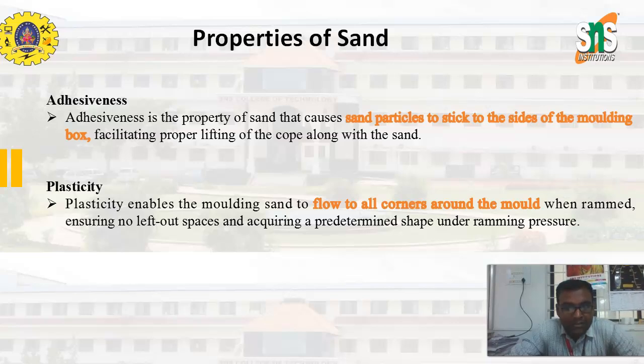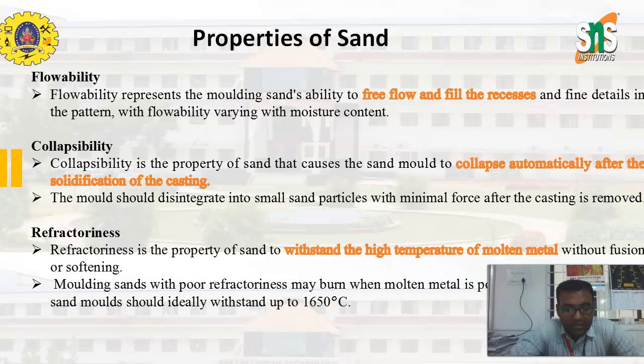Next one is plasticity. Plasticity enables the molding sand to flow to all corners around the mold when rammed, ensuring no left-out spaces and acquiring a predetermined shape under ramming pressure. Next one is flowability. The ability of molding sand to behave like a liquid when it is rammed is known as flowability. That means it represents the molding sand's ability to flow freely and fill the edges and fine details in the pattern, with the flowability varying with the moisture content.